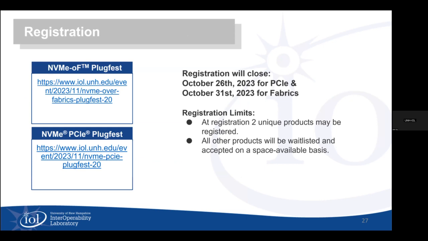The registration for the PCIe Plugfest will close on October 26th, so it's about 2.5 weeks out from now. And then for Fabric, since it is the following week after that, it will be another week after that. So really look to have registrations completed by the end of this month. For devices you can bring up to 2 unique products at a time, and all other products will be waitlisted and accepted on a space available basis.